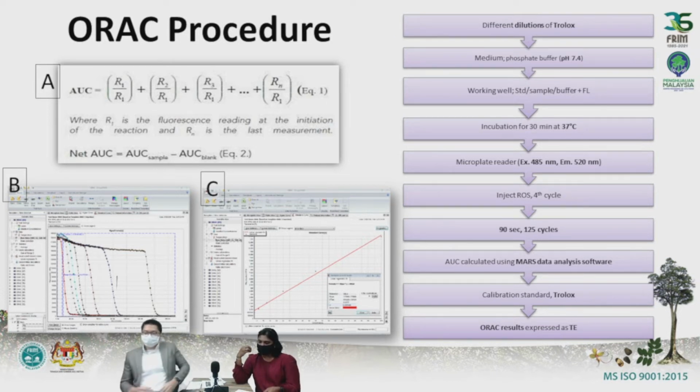Yeah, so you can see the integration and the equation of the ORAC value as shown in figure A. So it's quite a bit complicated actually. And plot the standard calibration curve of Trolox as shown in C. And then you can express your ORAC value as a Trolox equivalent. To be more specific, you can express them as a micromole Trolox equivalent per 100 gram.